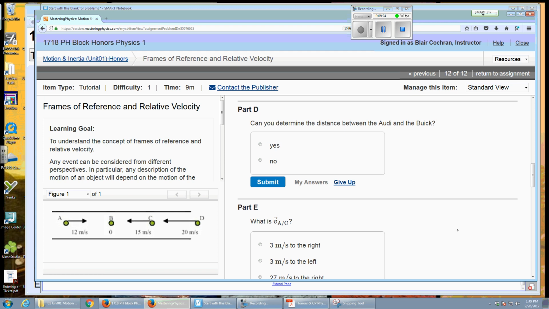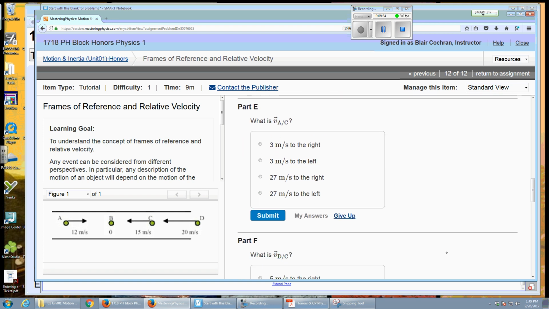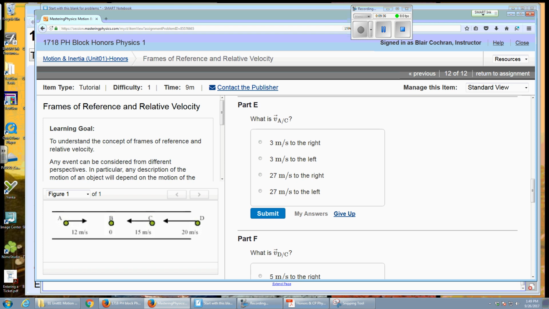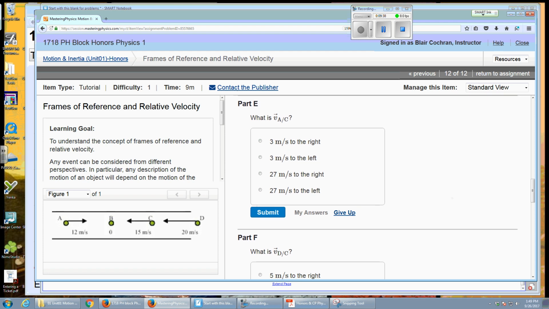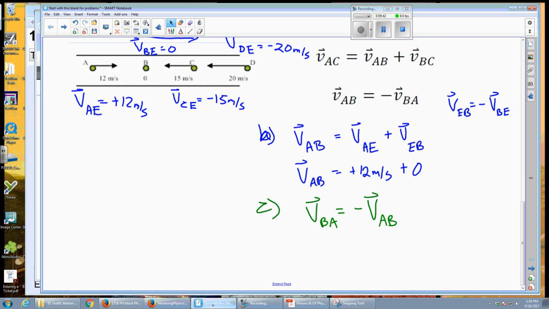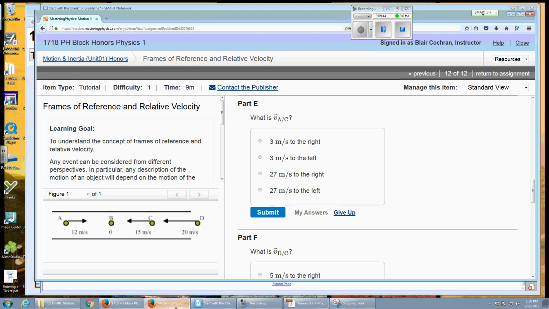Let's go on and look at D and E. Can you determine the distance between the Audi and the Buick? Do they tell us anything about distance? No. So usually if they don't tell you anything, you can't figure out anything. Velocity of A to C is part E, right? So that was A to C, right? Yeah.